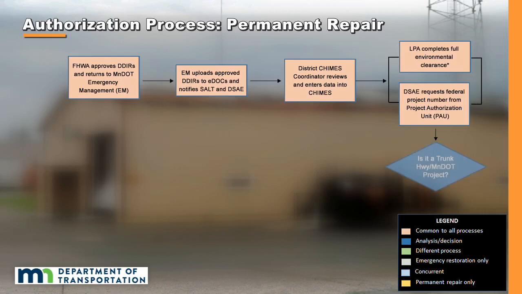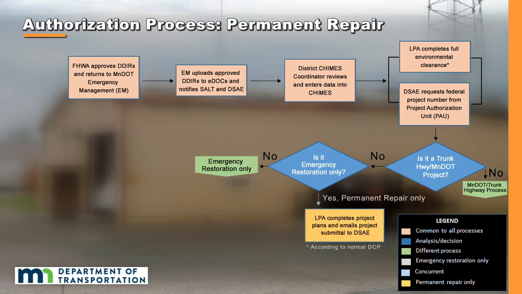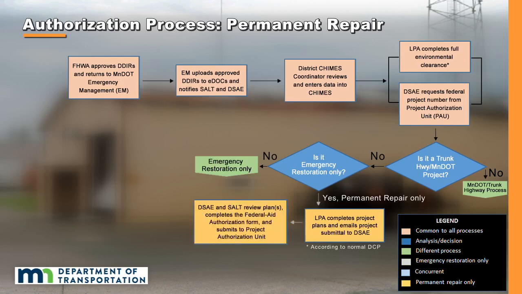6. This video outlines the authorization process for non-trunk highway projects. 7. The LPA completes the project plans and emails its project submittal to the DSAE. 8. The DSAE and SALT complete the Federal Aid Authorization Form and submit it to the Project Authorization Unit.